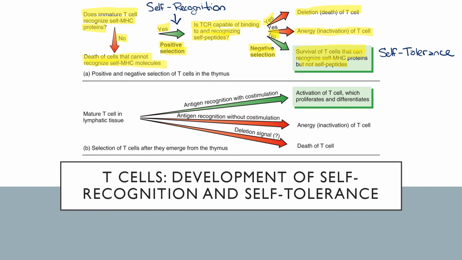Now, once T cells have passed both, they come out of the thymus, and they may still encounter an unfamiliar self-protein. In these cases, they also may become anergic if there is no co-stimulation. So when we have an antigen without co-stimulation, like here, they'll still become anergic or inactivated.